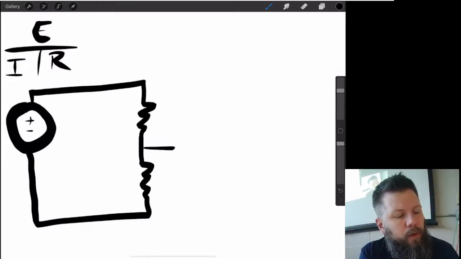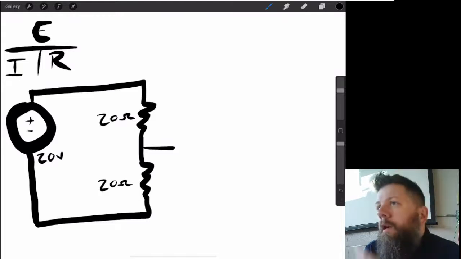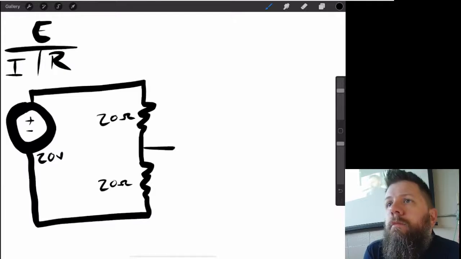So, let's see how quickly we can do this. All right, we've got 20 volts right there. We've got 20 ohms and 20 ohms. Okay, I want y'all to figure out the current that's going through there, and then the voltage that's going to come out of that leg right there. Y'all did that real quick.